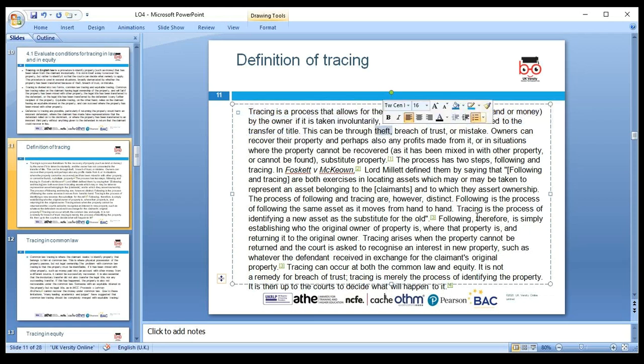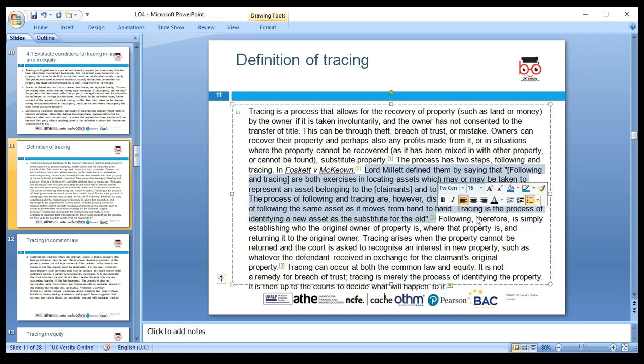This can be through theft, breach of trust, or mistake. The owner recovers their property, perhaps with any profit made from it. This covers the situation where property is mixed with other properties, or held as a substitute property. The process has two steps. There is a case law on tracing, which we mentioned earlier. It defines that following and tracing are both exercises of locating the asset, where the asset is now.